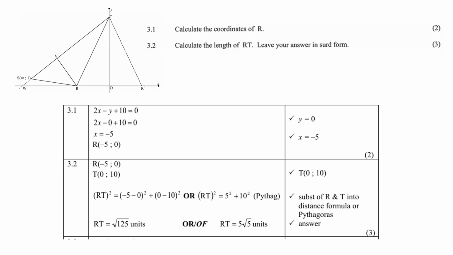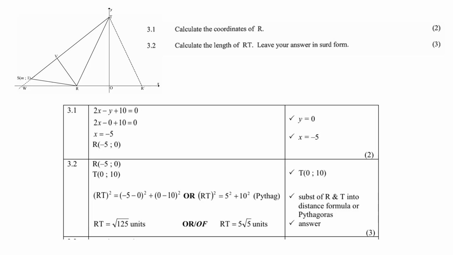Right, so let's look at 3.1, calculate the coordinates of R. Now you notice R is part of TR and that equation is given, so at point R, your y value is 0. So we're going to replace y with a 0 and we get x equals negative 5, so the coordinates of R will then be (-5; 0).